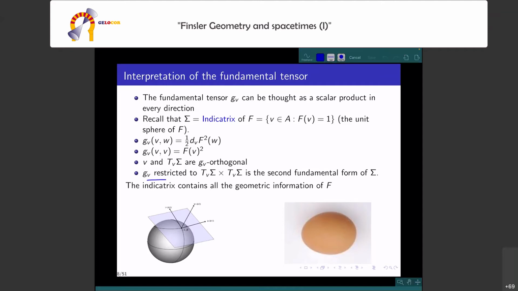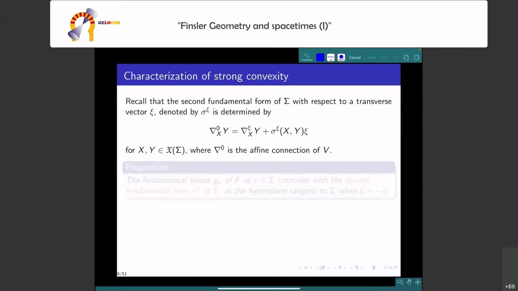So let us give more details of this relation. The fact is that the fundamental tensor restricted to the tangent space to the indicatrix is the second fundamental form of sigma. So let us recall the notion of second fundamental form of a hypersurface. This second fundamental form depends on a transverse vector psi. So for every transverse psi, we obtain a second fundamental form sigma_psi, and it is determined by this relation here, where nabla^0 is the affine connection of the vector space V. Affine connection means that it is the Levi-Civita connection of the Euclidean space, if you want.